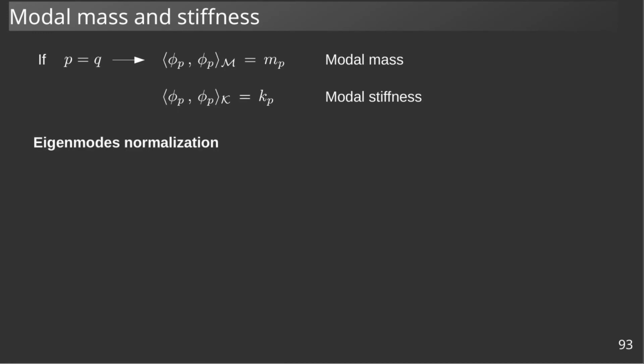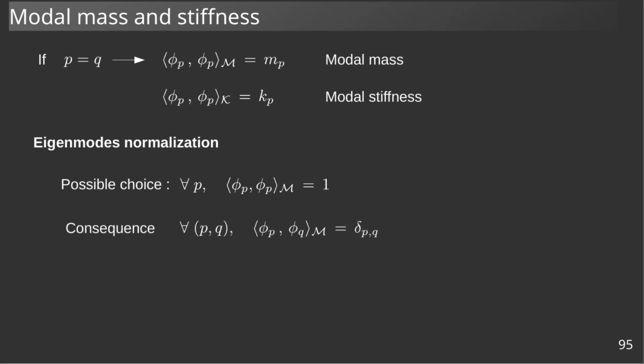Just as we would do with the eigenvectors of an eigenvalue problem in a vector space, we can fix the constant by choosing a norm. Several choices are possible. One of them is to fix the modal mass equal to unity. As a consequence, we obtain the following orthogonality relation. The scalar product with respect to mass of phi p and phi q equals 1 if p equals q and 0 otherwise, and consequently, the scalar product with respect to the stiffness of phi p and phi q is 0 if p is different from q and equals omega p squared if p equals q. We are thus dealing with an orthonormal basis of infinite dimension.